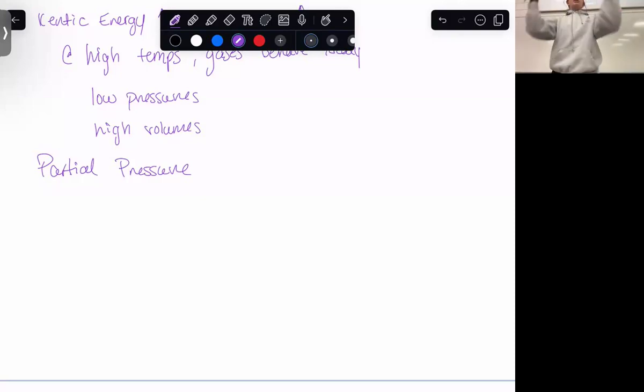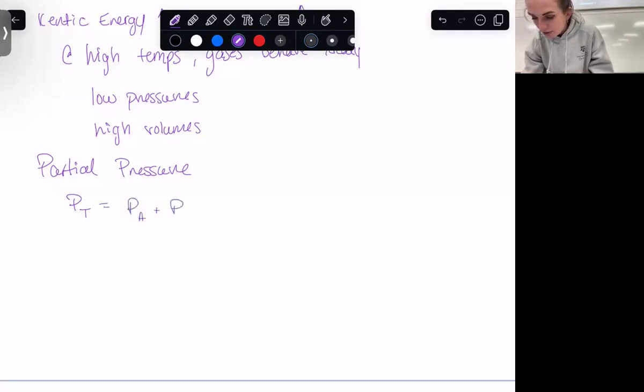So we're talking about a combination of gases. If we have a combination of gases, we can have a total pressure that all of those gases are exerting. And that's going to be the pressure of gas A plus the pressure of gas B plus the pressure of gas C and so on and so forth. So partial pressure is just saying the sum of the parts equals the whole. That's one version of partial pressure.